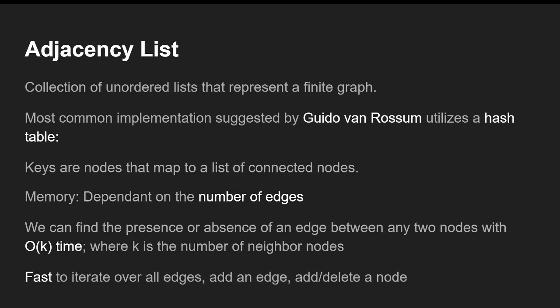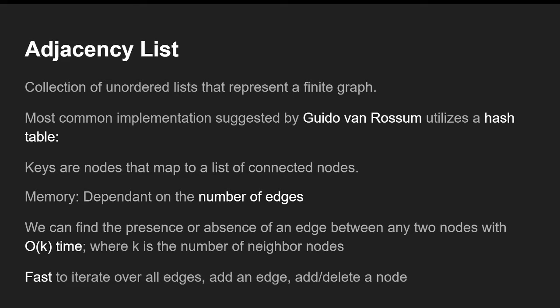Graphs are a very complex data structure, and they're not built into most languages, so you need to define it yourself. I'll be going over 2 methods that you can use to represent them in your code, the first of which is an adjacency list. An adjacency list is a collection of unordered lists that represent a finite graph.